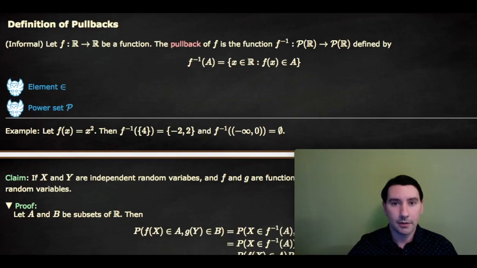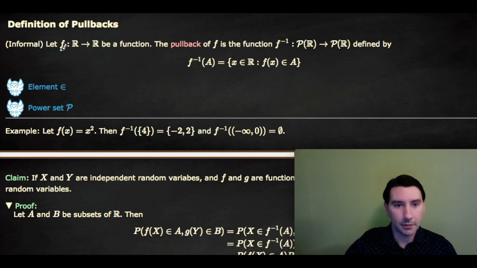This is a quick lesson that shows that functions of independent random variables are independent. The topics here are maybe a little bit advanced and you don't really need to know the details, but to make the lesson complete, I go ahead and show that the functions of independent random variables are independent by starting with the definition of a pullback function.